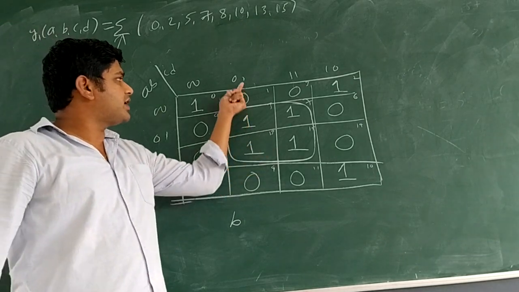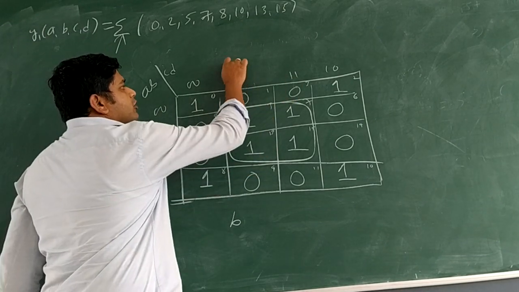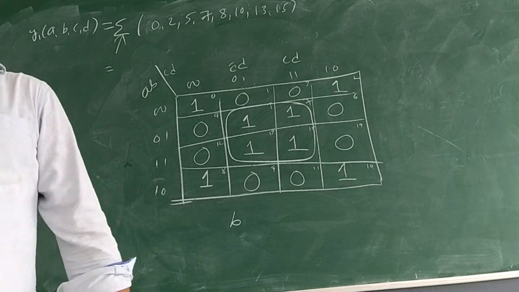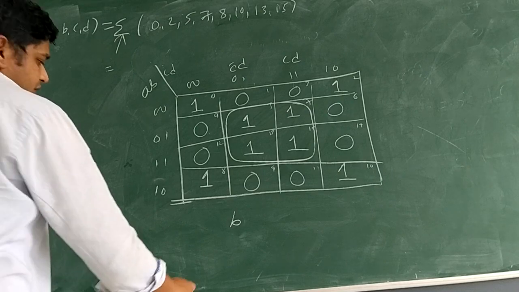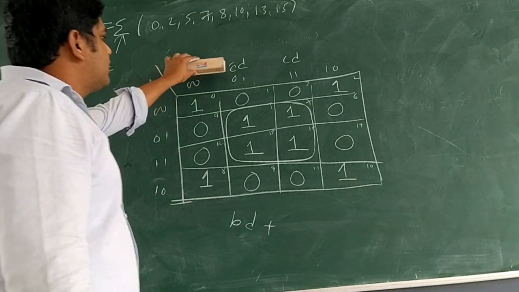Okay. Now compare second column, third column. What is the second column? C complement B. Third column C B. Compare both, C complement and C. Cancel the effect. So we will have D only. So this is okay.